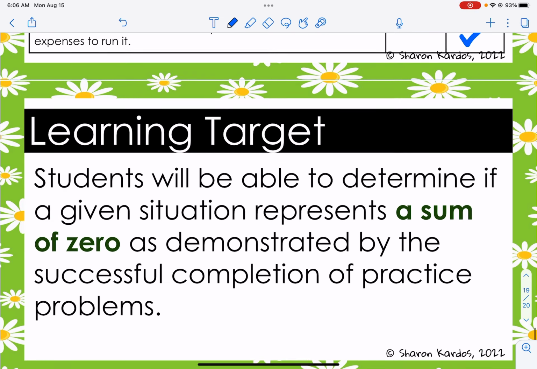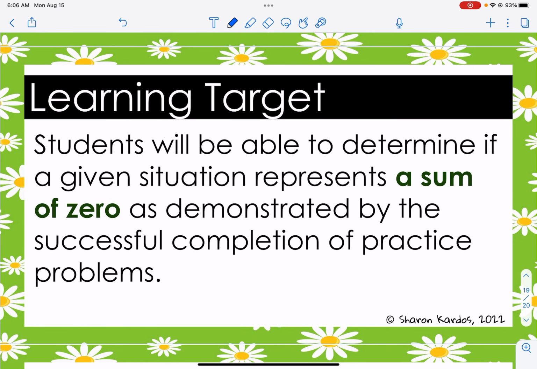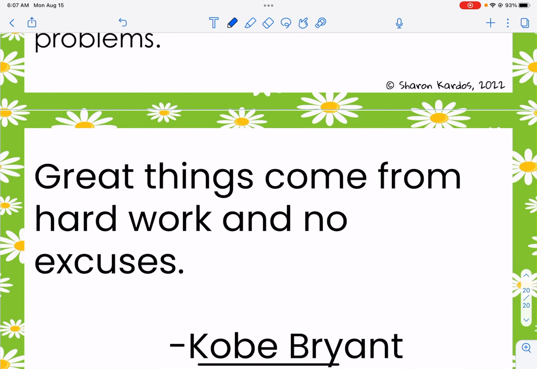All right, we're back at our learning target. So let's see if we did what we were supposed to today. We're going to be able to determine if a given situation represents a sum of 0. I would say we practiced that quite a bit. So yeah, we definitely accomplished what we set out to.